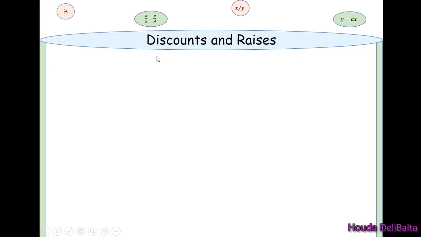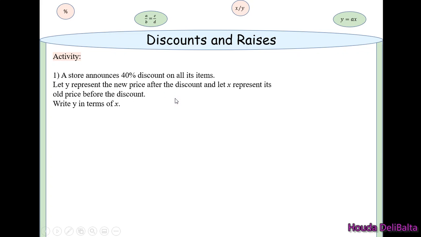You know, discounts are used in stores. They usually make discounts or sales or reduction of prices, so that's related to subtraction. Things are going to be less, while raises is related to addition. Things are going to be more. And here we start with the first activity.